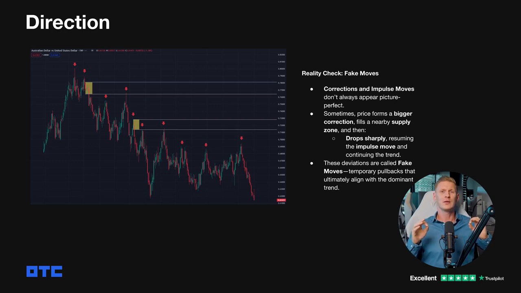This phenomenon is what we call a fake move, a temporary deviation that can appear to reverse the trend, but ultimately reinforces the dominant direction. Recognizing these fake moves is crucial as they provide valuable opportunities to trade with the trend after the market traps counter-trend traders or fills institutional orders in supply or demand zones.